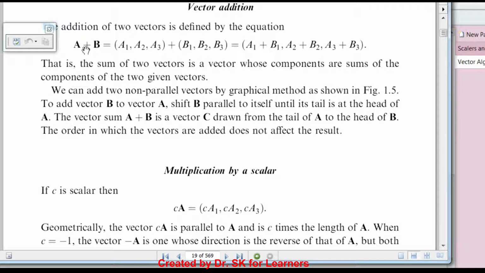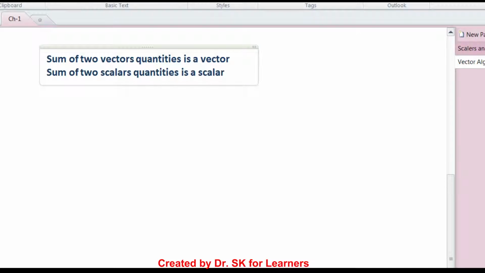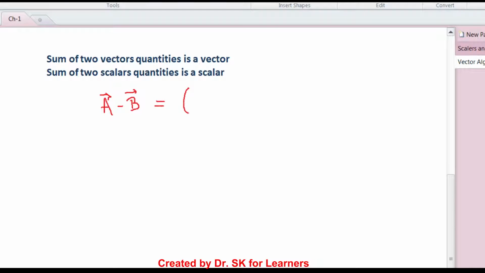What if we want to subtract two vectors? So let us say I have a vector A and I want to subtract another vector B from it. How will we write? It will again start with a parenthesis: the first vector's component minus B vector's x component, comma, A2 minus B2, comma, A3 minus B3. So it's quite obvious, like addition, subtraction also follows the same rule.